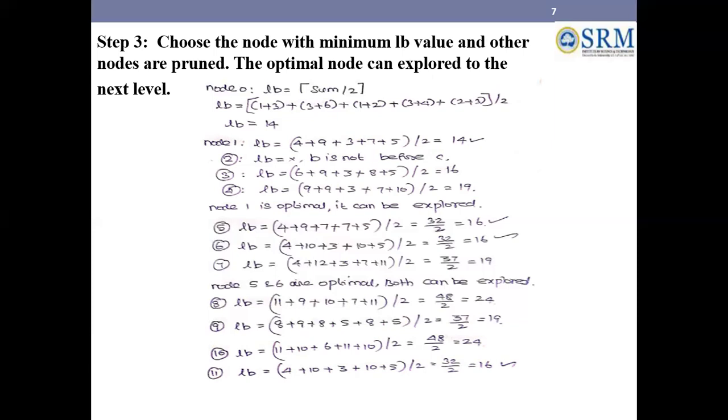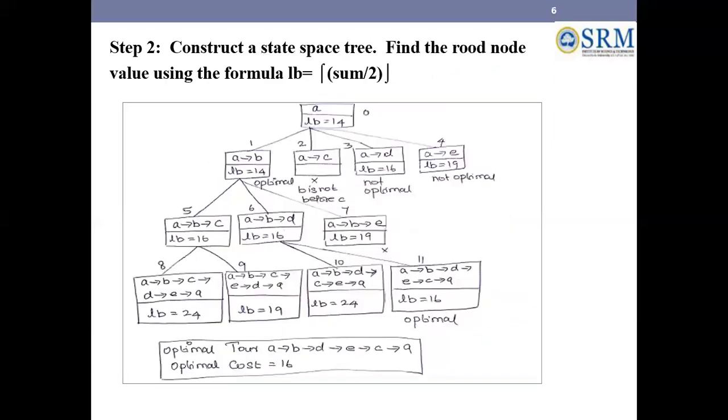And next level. So there are four possibilities. From the city A, the person can go to city B. It's the first option. That's called branching. He can go to either C, A to C, and A to D, A to E. There are four possibilities. So here they are giving one constraint. B is not before C. After visiting B, only C can be visited. So the node 2 is pruned due to the constraint.